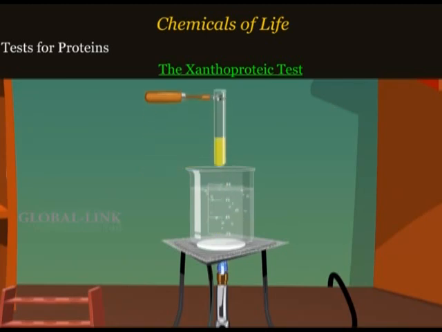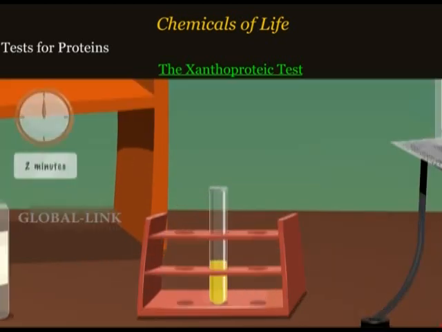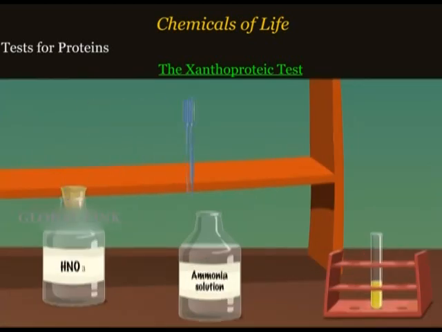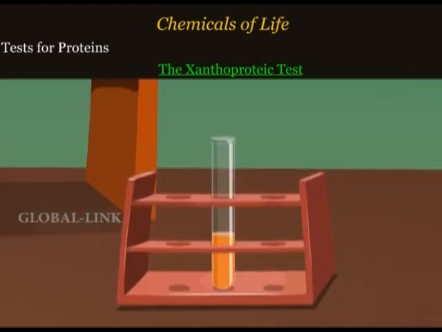A yellow precipitate will be formed. Allow it to cool for some time. Take 2 ml of ammonia solution and add it to the now cool sample. The yellow precipitate changes to orange, indicating the presence of proteins.